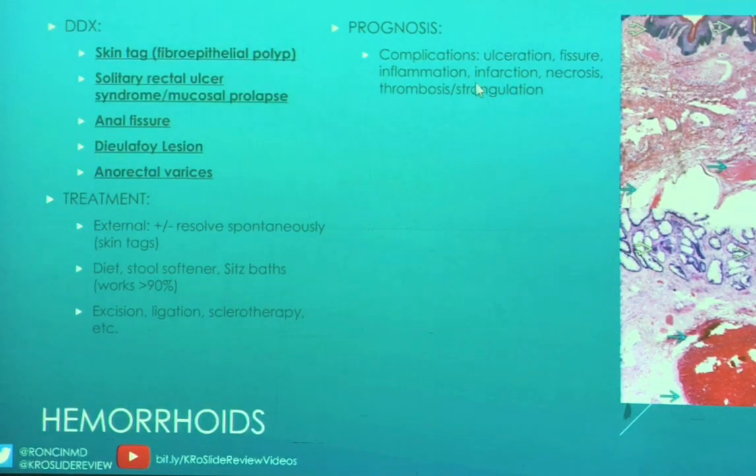Again, inflammation, you can get infarction or necrosis, thrombosis, strangulation. So again, think of, you have these polypoid lesions, there's a lot of things that could happen, a lot of trauma that could happen to them. So those are generally your complications with them.